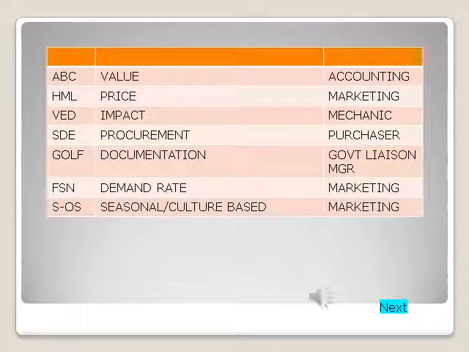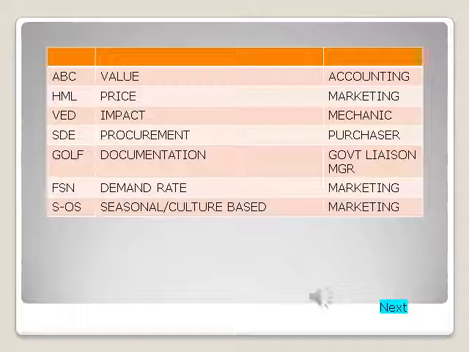Summarizing now the various classification methods, we now consider all of them, and you see we have the following classifications: ABC, HML, VED, SDE, GOLF, FSN, and SOS. So a total of 7 classifications. As you can see, the inventory manager does not classify them alone. It has to be classified together with other professionals. For example, the ABC classification is done together with the accountant.